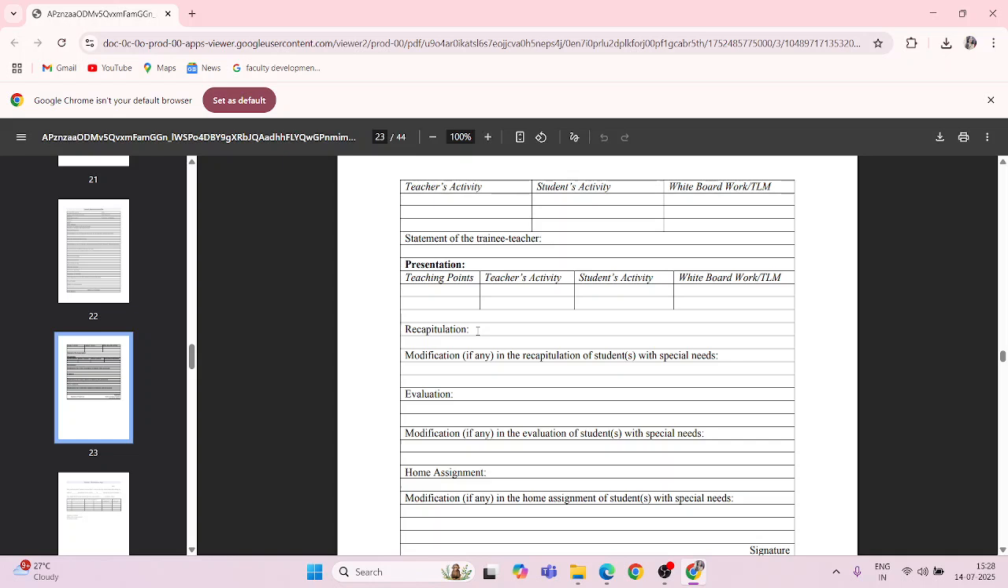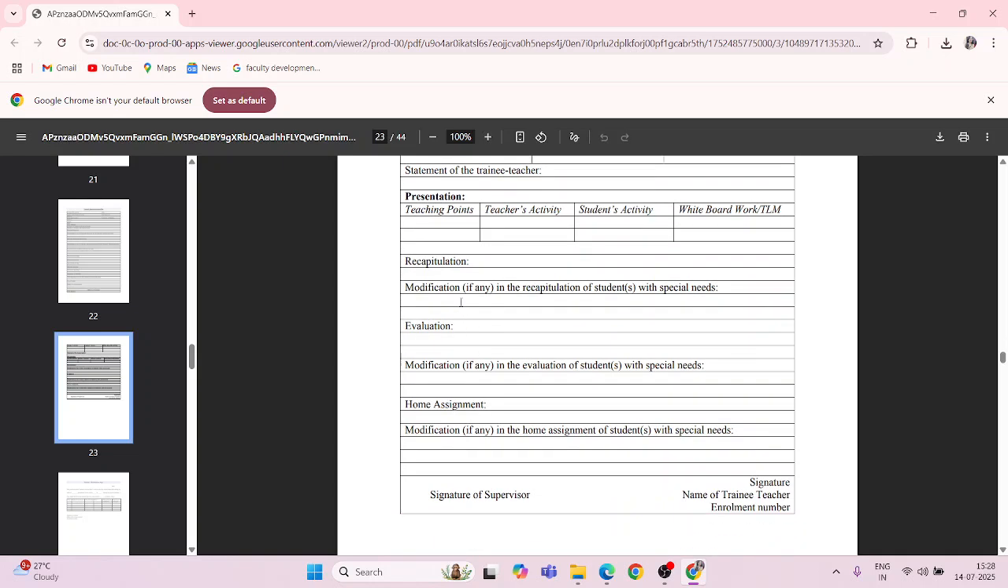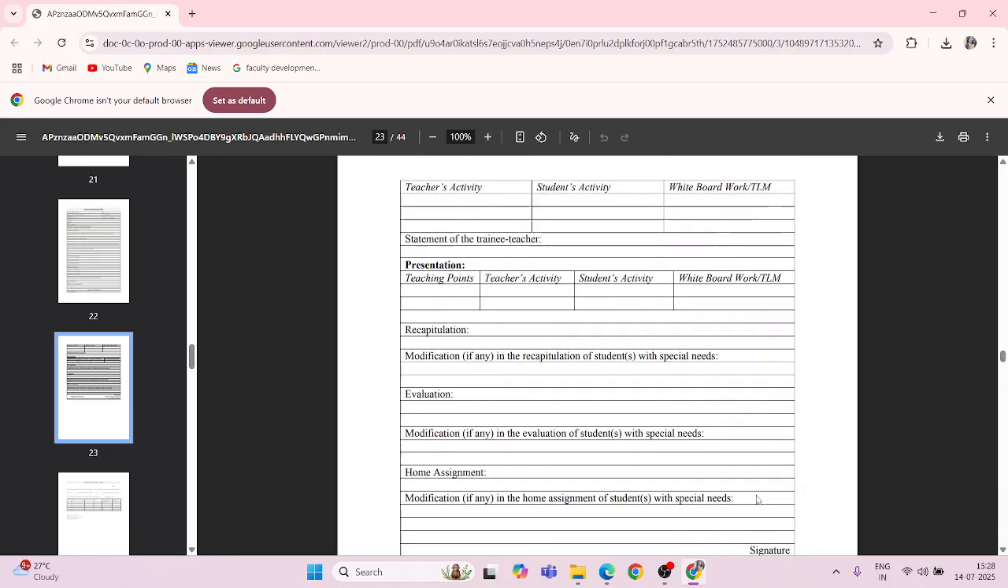Then the recapitulation of the lesson, whatever you did. Then whatever modification needs to be made in recapitulation with regard to the special needs child. Okay. Then the evaluation, you have to give them an evaluation, a test or worksheet or whatever, and you have to give the evaluated version part for the special needs child, and then the home assignment and the modification required in the home assignment for the special child. So there will be the signature of the supervisor, and here there will be the signature and the name of the trainee teacher with the enrollment number.